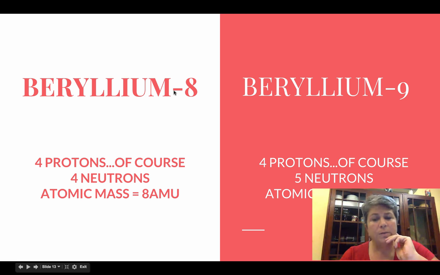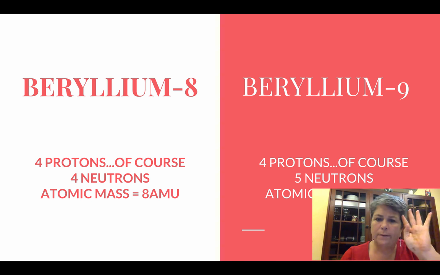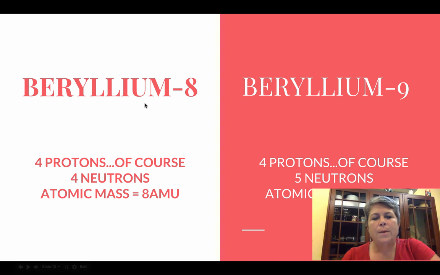Both of these are isotopes of the element beryllium. Both of them are beryllium atoms because they have 4 protons. Of course, they have 4 because they're both beryllium. But the difference is the number of neutrons. The one on the left, beryllium-8, has 4 neutrons, so it has an atomic mass of 8 AMU, atomic mass units. And beryllium-9 has 5 neutrons, which makes its atomic mass 9 AMU. They're the exact same element, but they are isotopes of that element. And isotopes depend on the atomic mass of the atom. They are also named by the atomic mass. So this isotope here is called beryllium-8, and the one on the right is called beryllium-9.